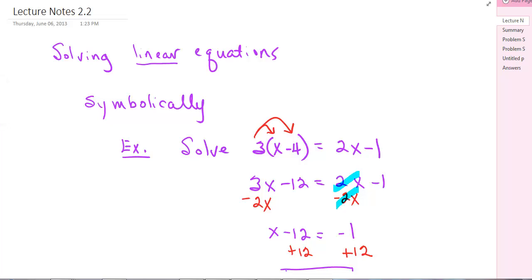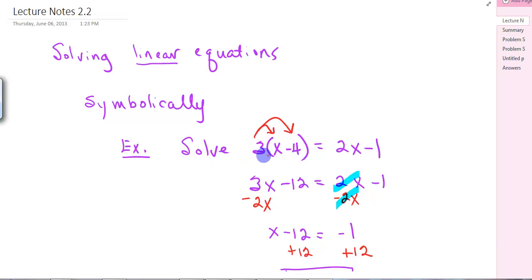This is section 2.2 in college algebra, solving linear equations. And we're going to look at different ways to solve linear equations. Symbolically is the first way, and that's probably the most common way that you would think to do it, and that's just solve it algebraically, what you're used to doing. So let's look at an example.